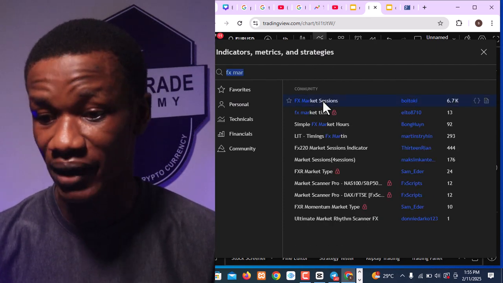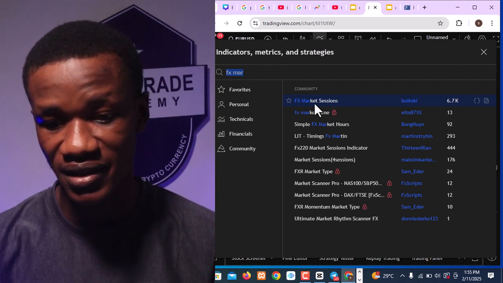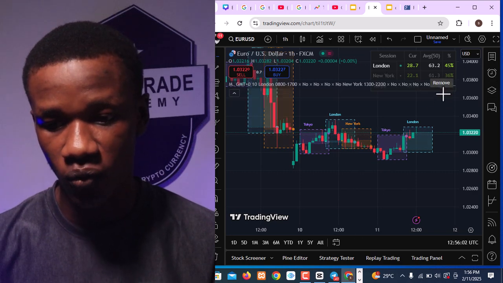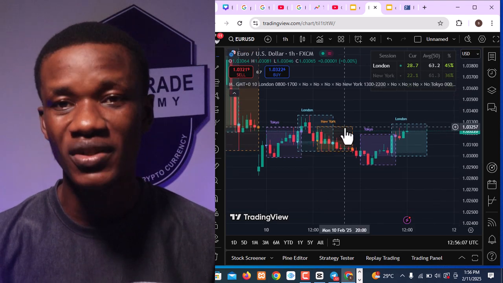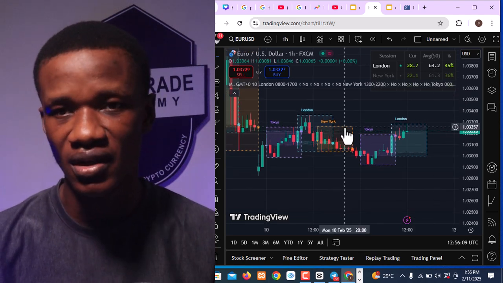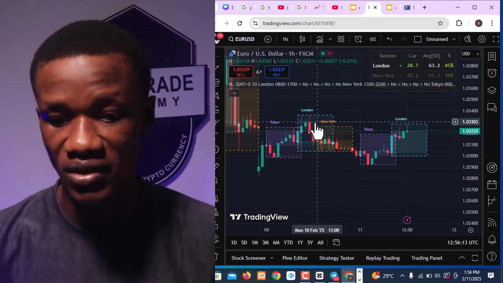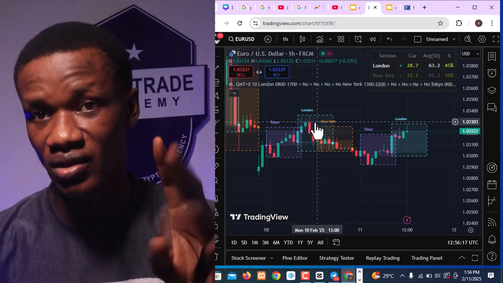So I put this on my chart, and once I put this on my chart right here, it's going to appear on my chart. Once that appears on my chart, we are going to see the different sessions in the market. That is the Tokyo session, we see the London session, and the New York session. These are the three important sessions of the market.